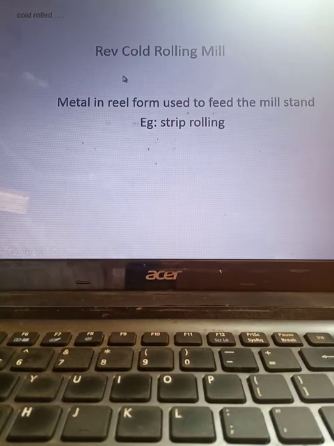Next, we will come to the reversing cold rolling mills. As the name itself tells, it is cold and it is reversing. It is similar to a reversing hot rolling mill. Only difference here is it is cold. And what is the input here? Metal in the form of a reel, and the output is strip, or it can be in the form of sheets.